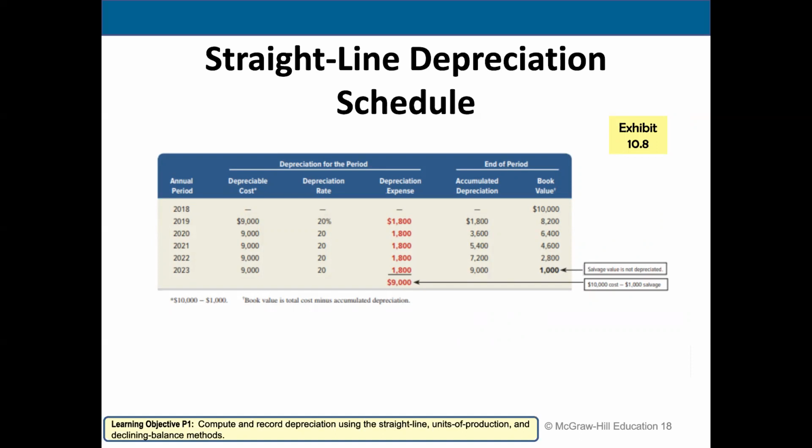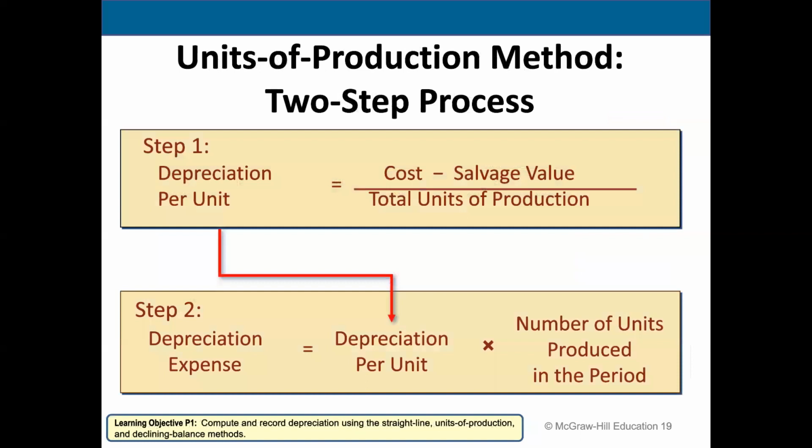And then to find the depreciation expense, you just take the depreciable cost times the depreciation rate. And then the accumulated depreciation, you see that adds up or accumulates over time. And the book value is just the cost minus the accumulated depreciation. All right, so there's the straight line depreciation schedule. So the second type of depreciation is what's called the units of production method.